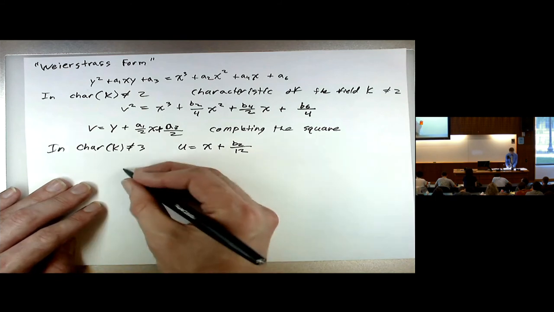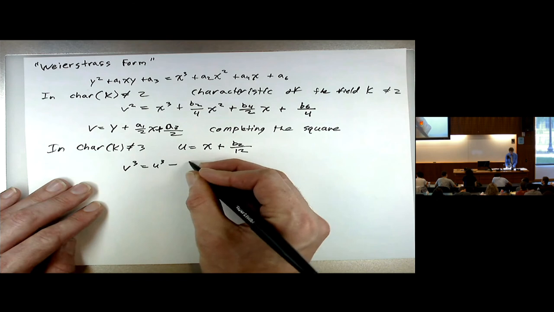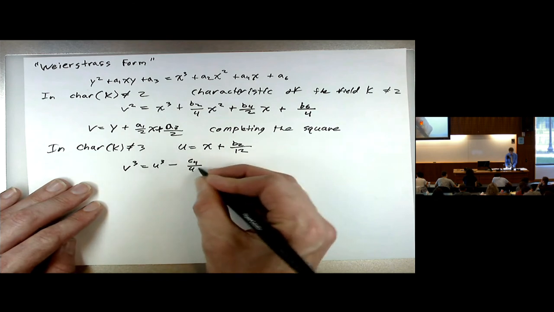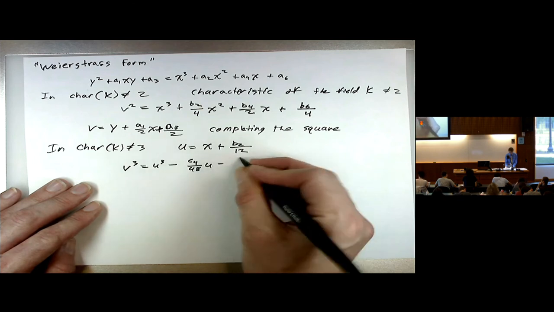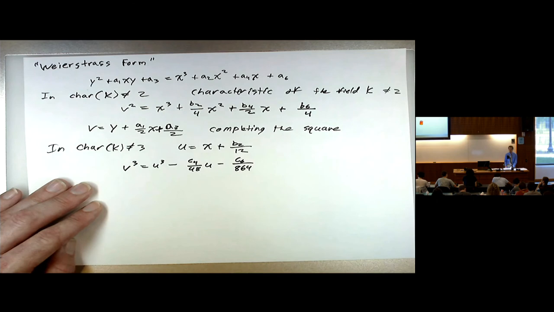if you take u equals x plus b2 over 12, then you get v cubed equals u cubed minus c4 over 48u minus c6 over 864. And yeah, that's not so easy to compute by hand.